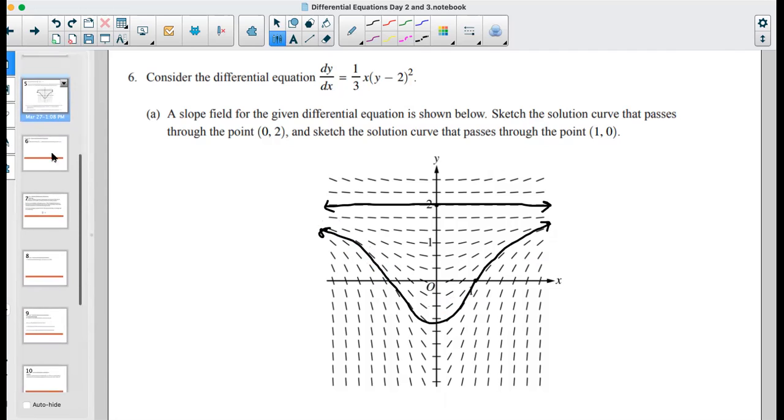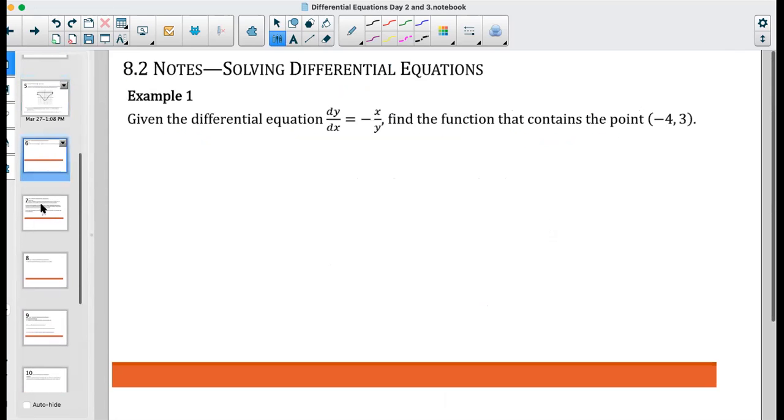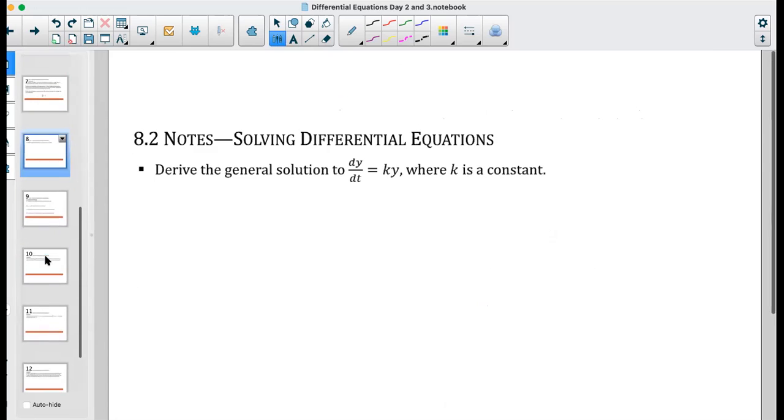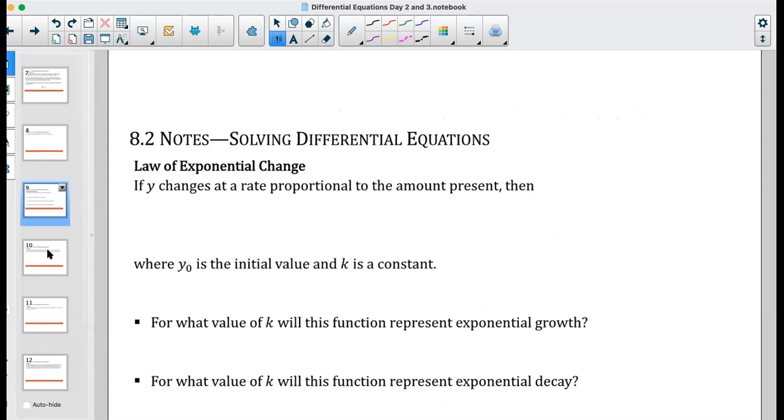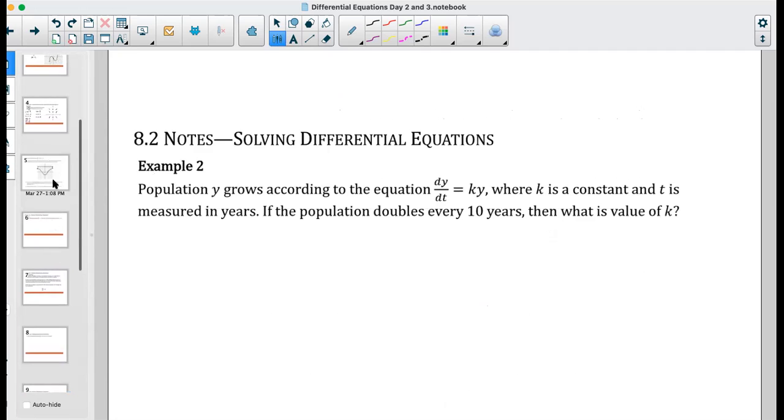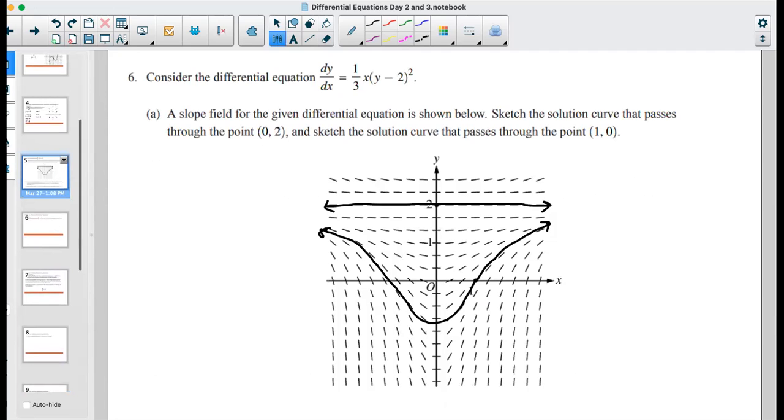In the next video, I'm going to talk a little bit about a couple different differential equations and this idea about exponential growth and how differential equations help us with that. So stay tuned.